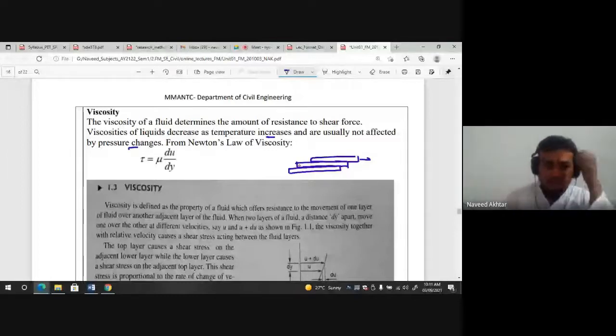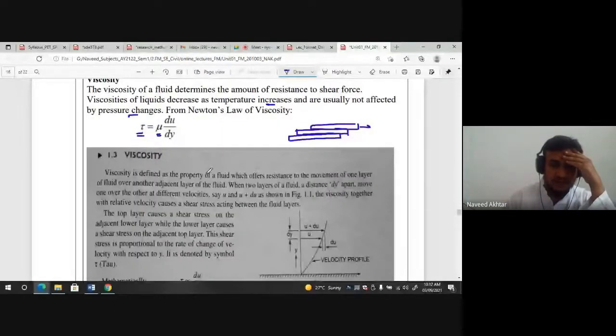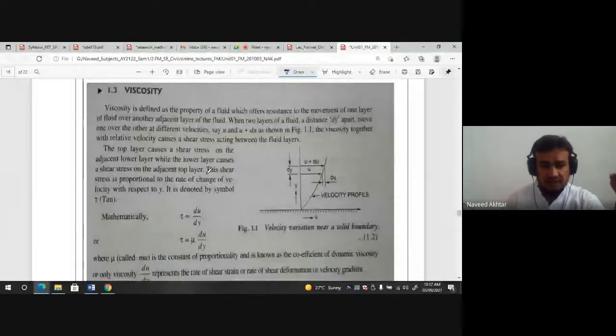Newton's law of viscosity: the shear stress is explained by the rate of change of velocity. So for understanding the viscosity properly, you can see this example.